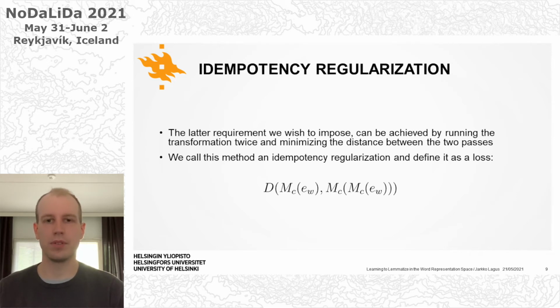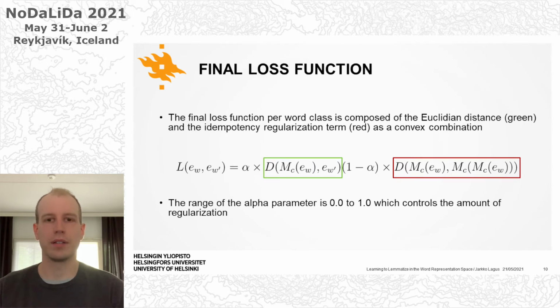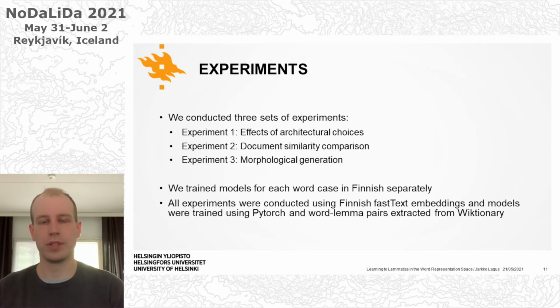So here it's important to use the same model, as we want to use parameter sharing. Here we see the two-part function combined as a convex combination with the alpha parameter. On the red you have the distance to the lemmas, and on the other part you have the regularization part. Because it's a convex combination, the range of the alpha parameter is from 0 to 1. So using these definitions, we ran three sets of experiments to see how the lemmatization works.